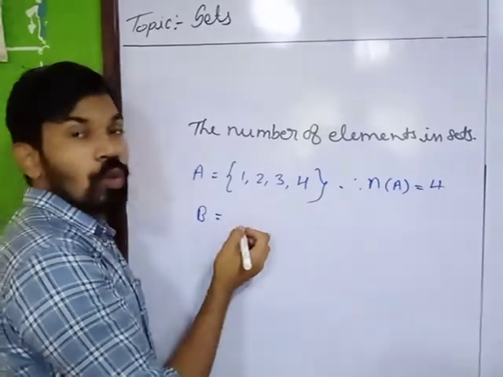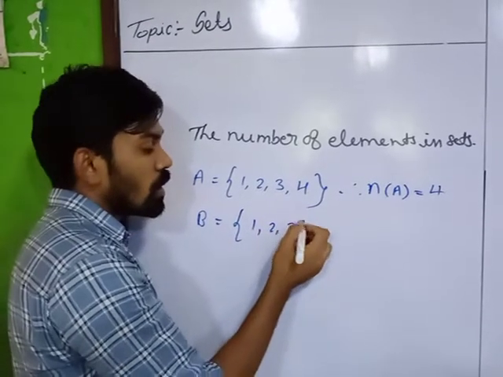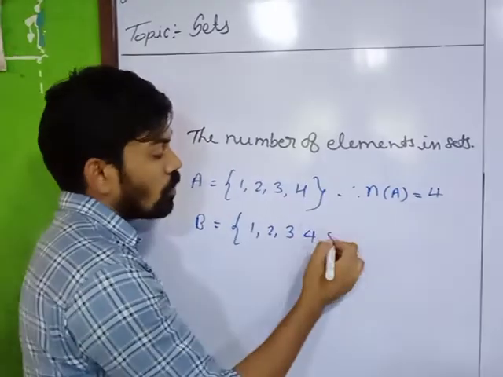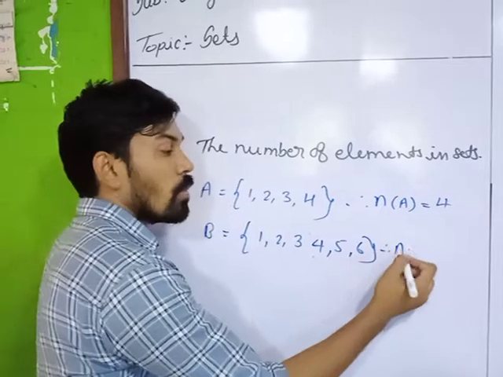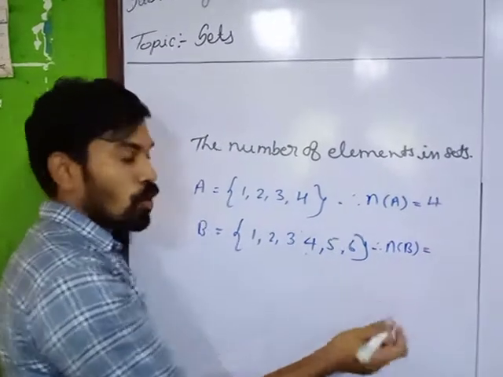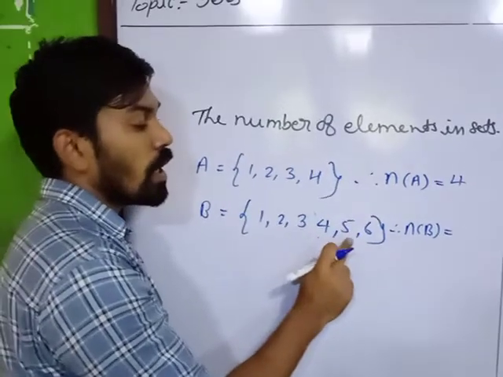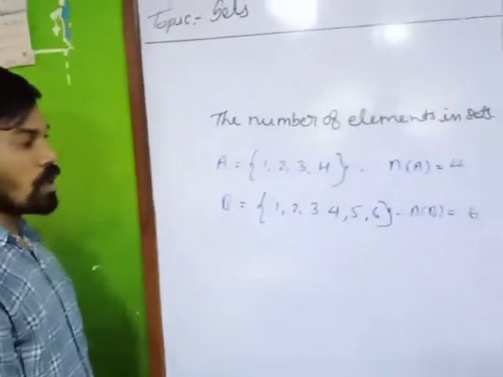B is equal to {1, 2, 3, 4, 5, 6}. So therefore n(B) is equal to 6. Total 6 elements are given over here.